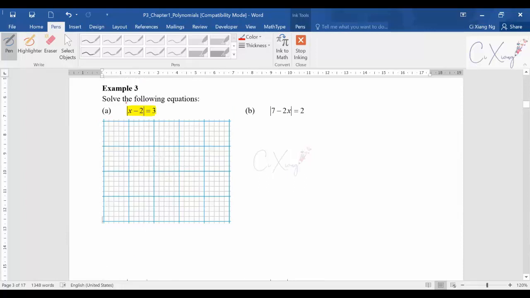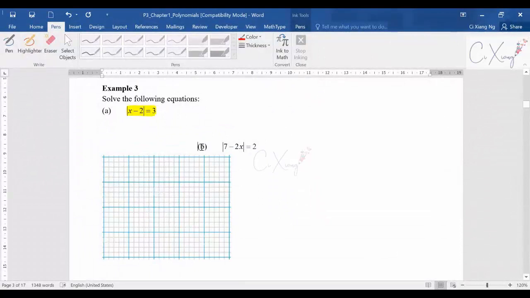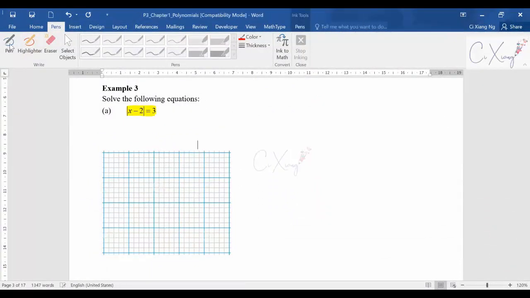When you want to use the graphical method to solve any equation, you have to make sure that the graph you draw is as accurate as possible. For this question, you need to sketch two graphs. The first is y equals modulus x minus 2, and the other is y equals 3. After sketching these two graphs, you have to find the intersection points. That gives the answer for your x. So let us start.